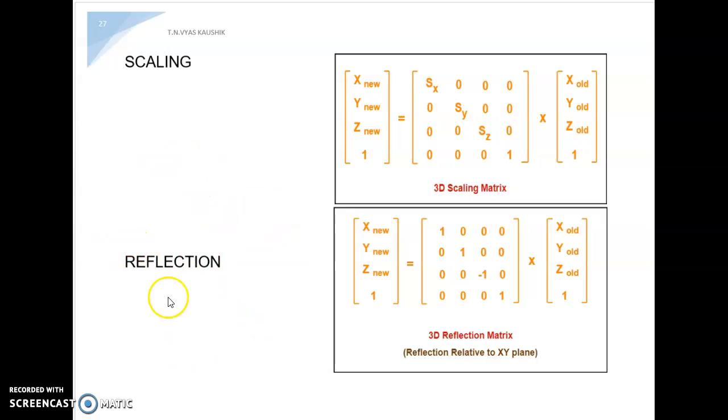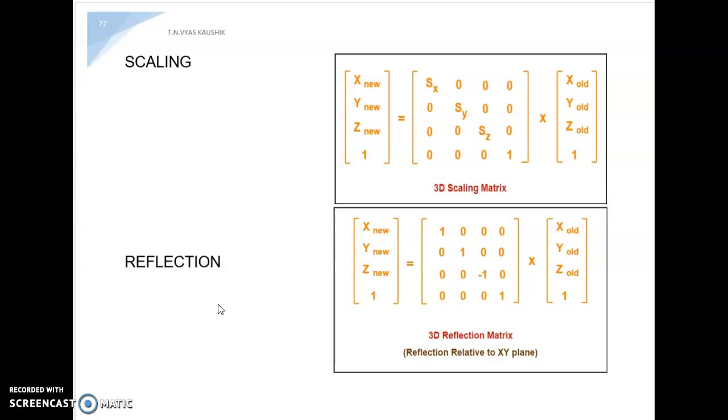Then the next transformation is reflection. In 2D transformation we saw reflection with respect to a line, isn't it? With respect to the x-axis, with respect to the y-axis, with respect to the origin, with respect to the line y equals x, and with respect to the line y equals minus x also. In 3D we have reflection with respect to a plane.